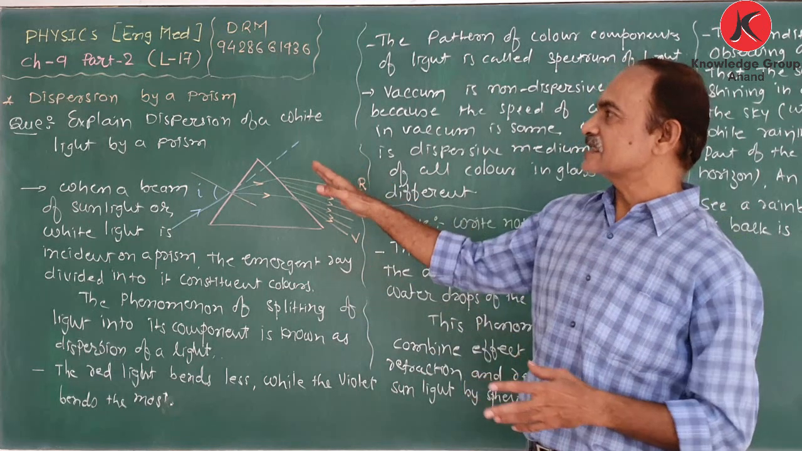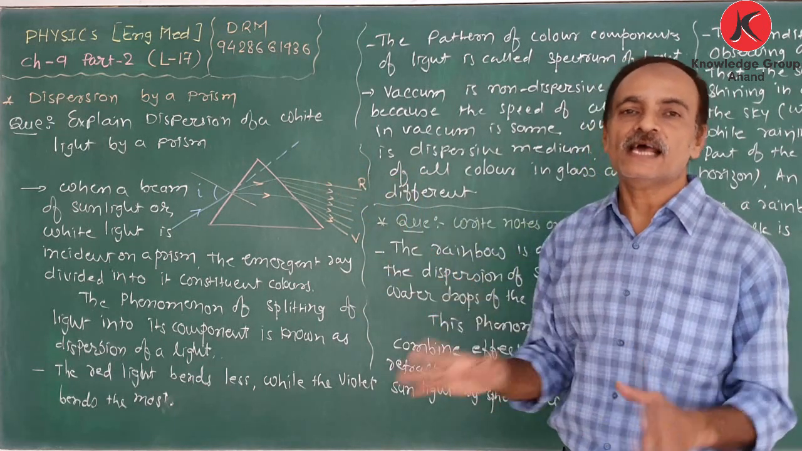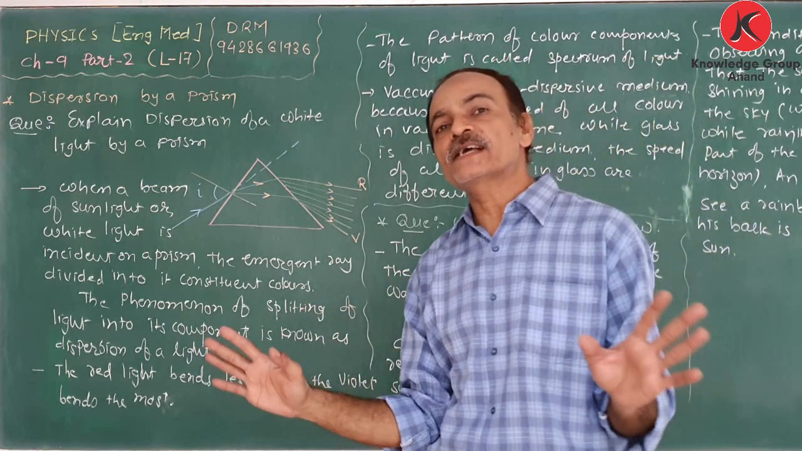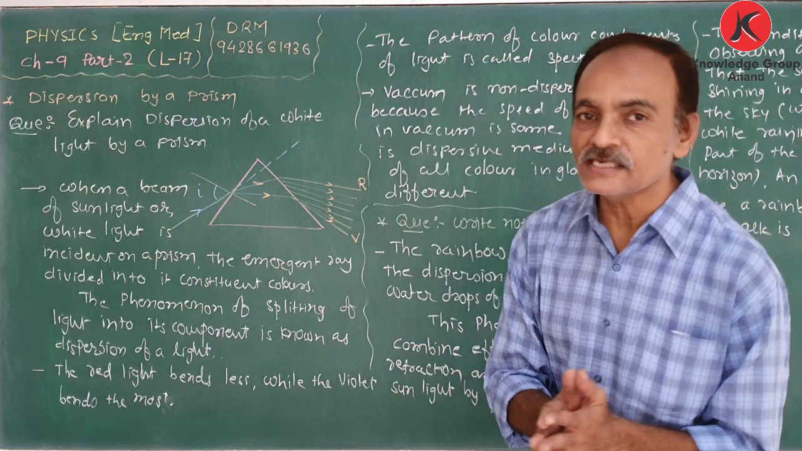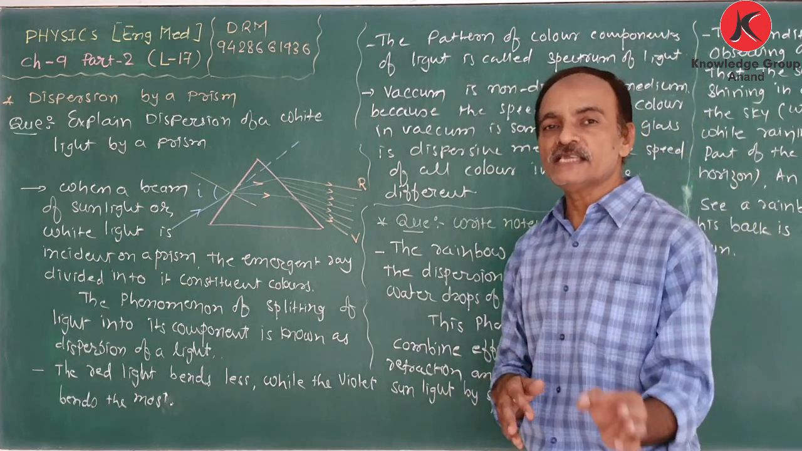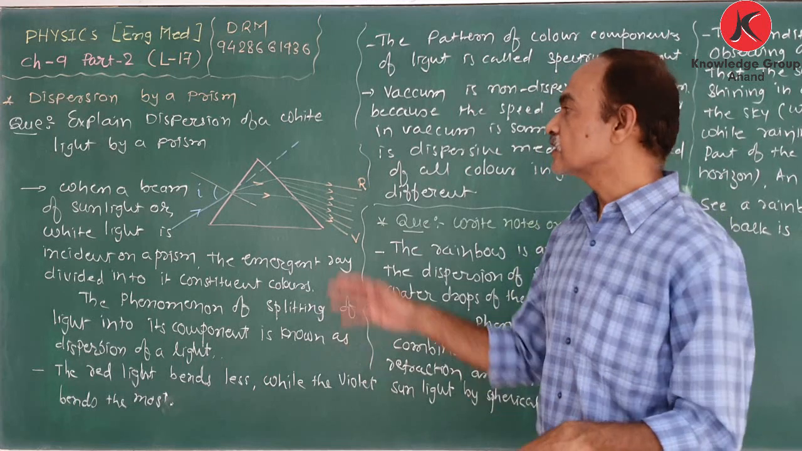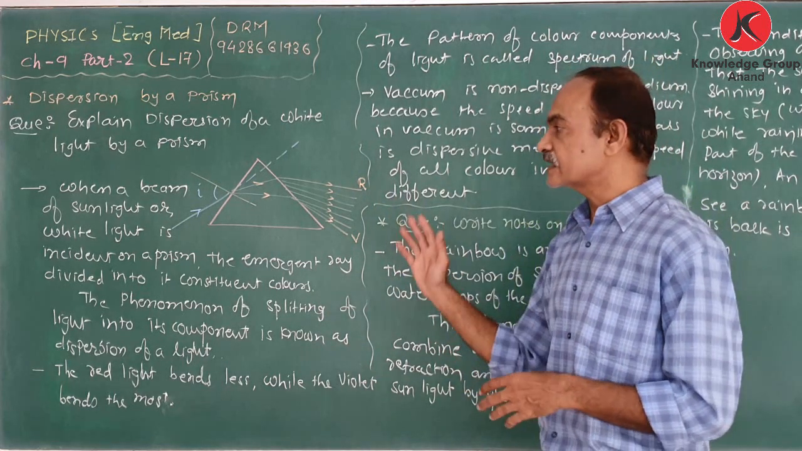So this dispersion of light, and also the rainbow and scattering of light, are not important for the theoretical type questions, but they are important for objective type questions and also helpful in the competitive exams for 1 mark. Sometimes an objective question may be asked.